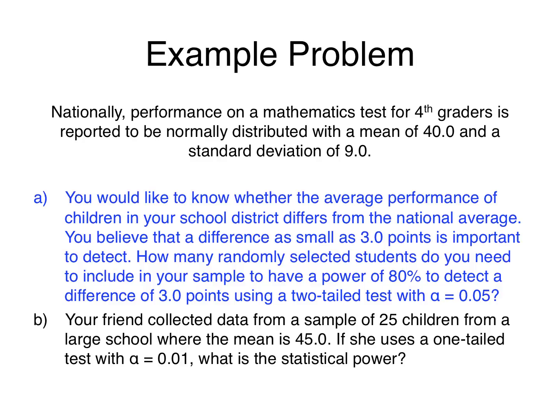Nationally, performance on a mathematics test for fourth graders is reported to be normally distributed with a mean of 40 and a standard deviation of 9. You would like to know whether the average performance of children in your school district differs from the national average. You believe that a difference as small as 3 points is important to detect. How many randomly selected students do you need to include in your sample to have a power of 80% to detect a difference of 3 points using a two-tailed test with a significance level of 0.05?